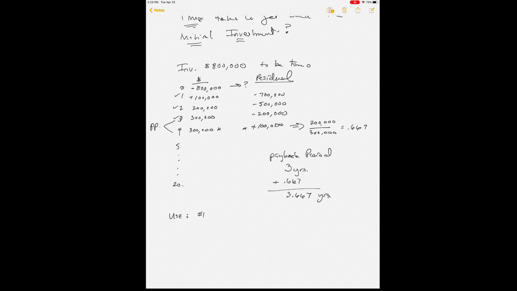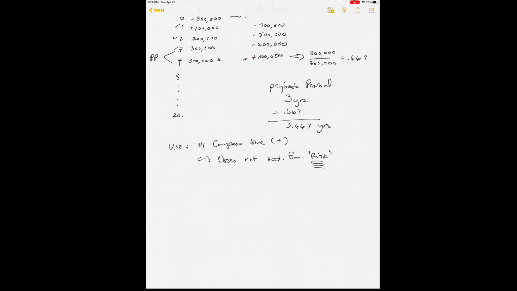Let's start with the number one thing, and that's, like I mentioned a while ago, to compare time. So you may have two investments, an A alternative and a B alternative. And so how much time does it take to get back each one? And maybe that's a good way to justify it. However, there's a negative. The negative is it does not account for something very important, and that's risk. So time value of money is about time and risk. And with payback period, you're really only looking at just time. So that's a negative of it.